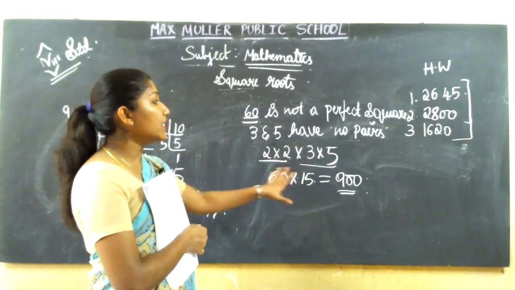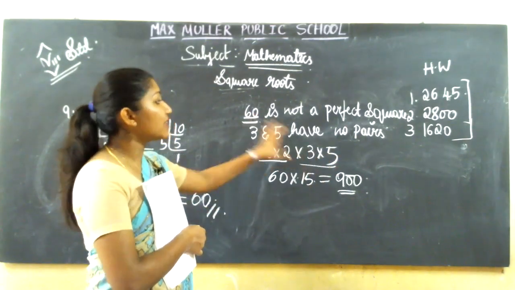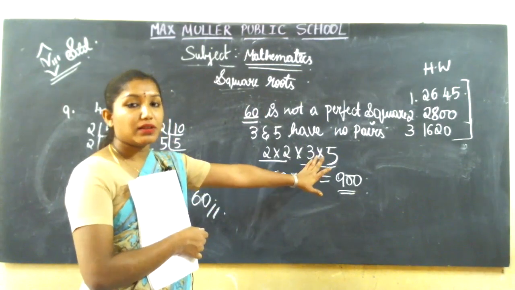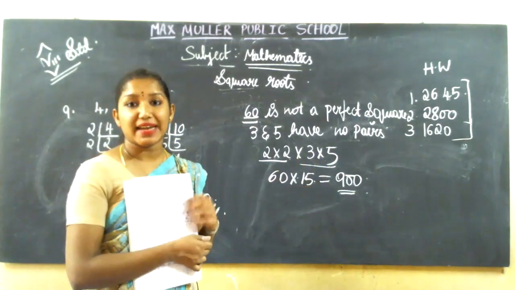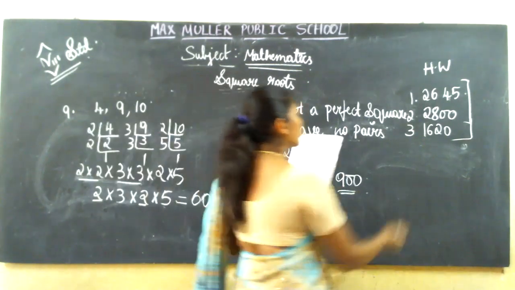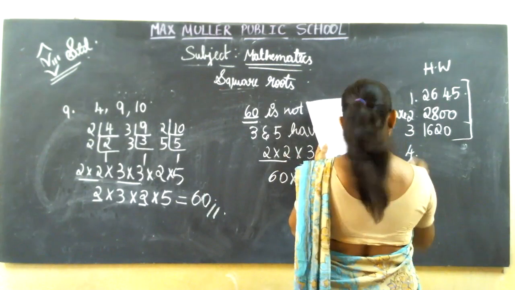So what you did, you just multiplied this number with the unpaired numbers. 60 into 15, you will get 900. Like that, you have to do the problem.